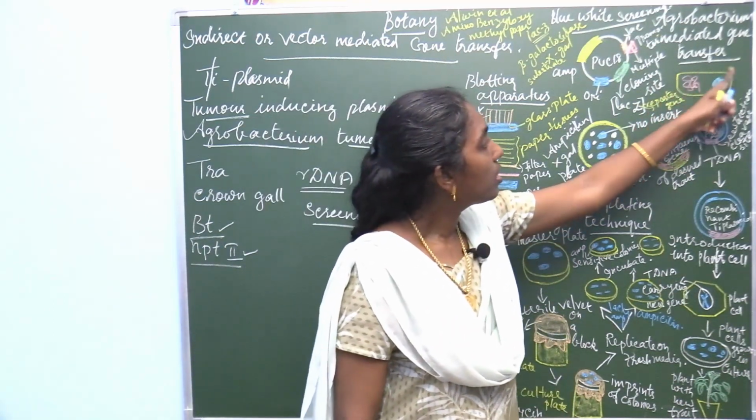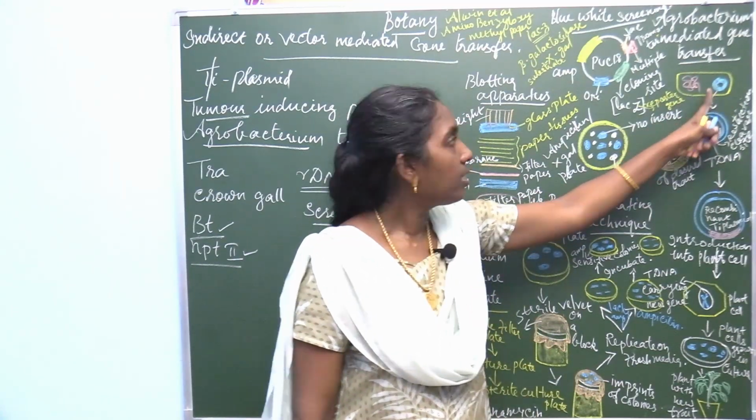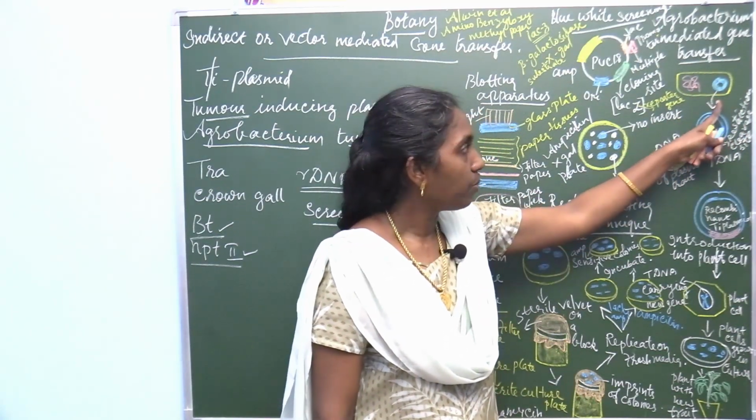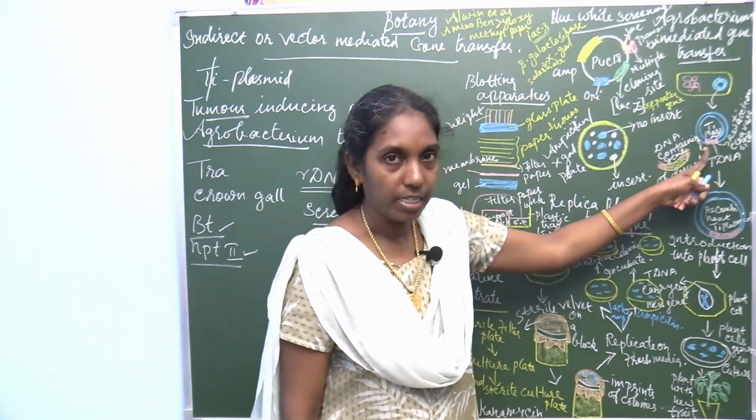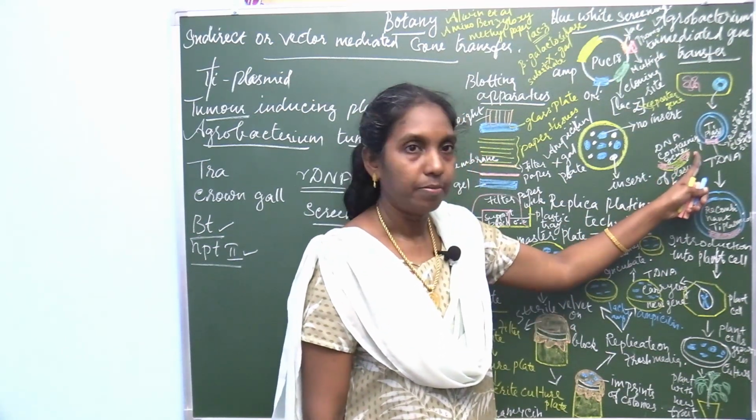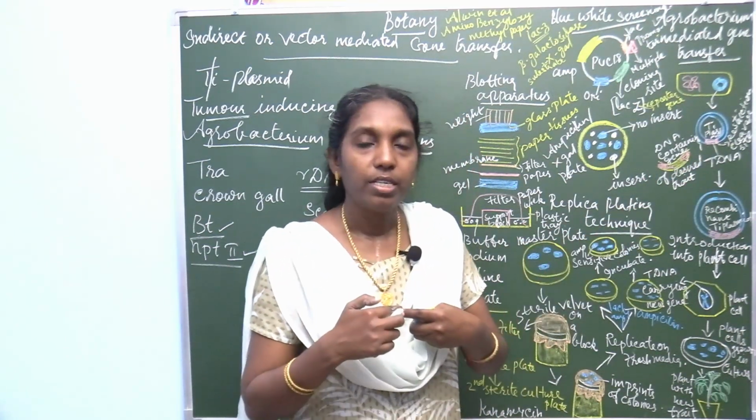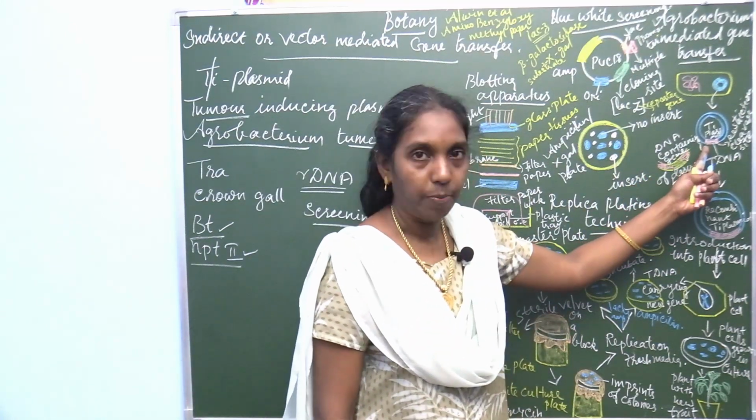Here is the bacterium Agrobacterium tumefaciens, which contains the Ti plasmid. This is the Ti plasmid. The Ti plasmid is isolated. This is the Ti plasmid and this is the gene of interest. This gene of interest is inserted into the Ti plasmid.